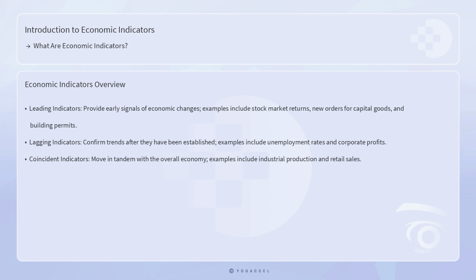For example, the Conference Board's leading economic index for the U.S. increased by 0.8% in January 2020, suggesting economic growth in the near term.